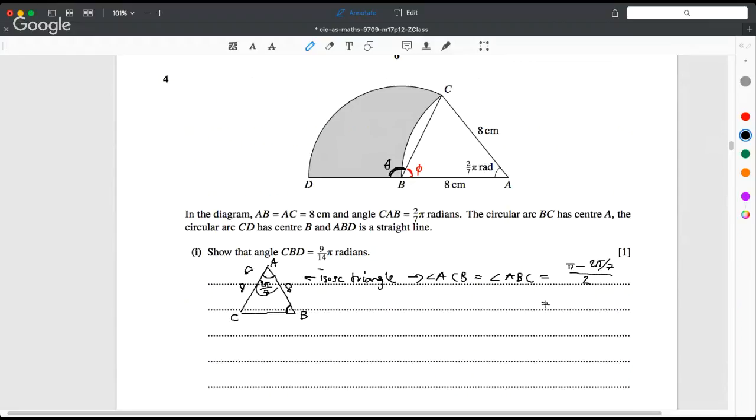And so this is 5 on 14 pi. And then that gives us that theta is equal to pi minus 5/14 pi, which is 9/14 pi.